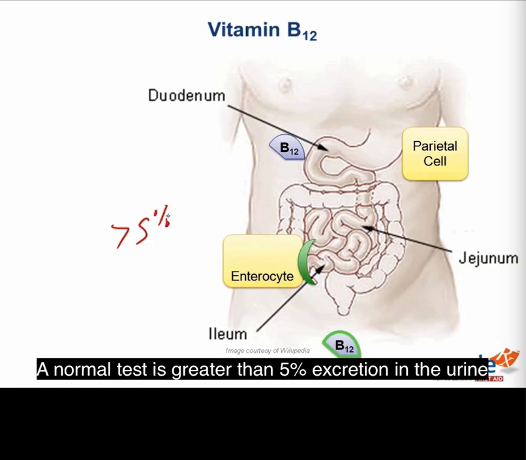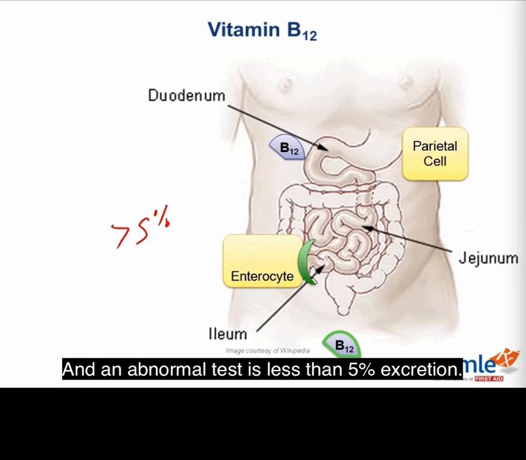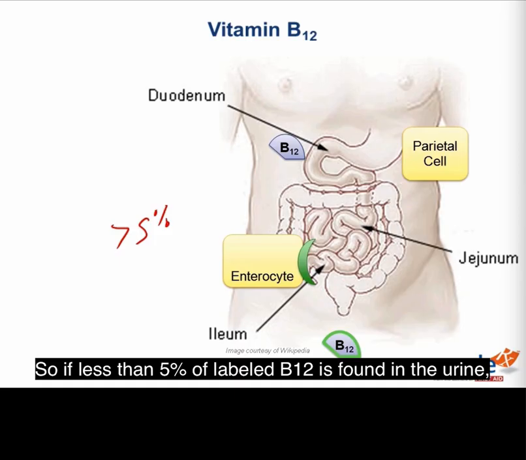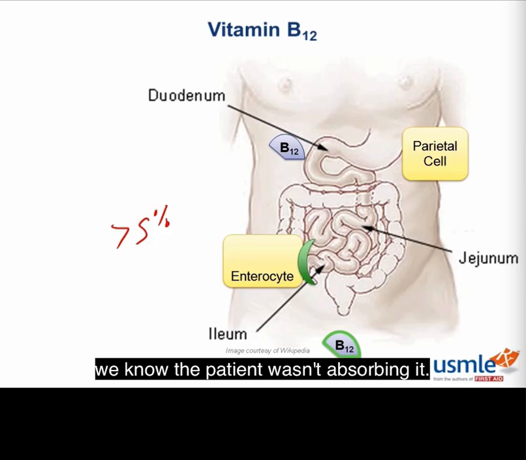A normal test is greater than 5% excretion in the urine within 24 hours, and an abnormal test is less than 5% excretion. So what could cause a test to be abnormal? Well, a normal test could indicate that the patient's B12 deficiency is due to insufficient B12 in their diet, since they're able to absorb it normally, whereas an abnormal test indicates a problem with absorption. So if you're not excreting it in your urine, that means that it went straight out the digestive tract in your feces, since you never absorbed it in the first place. So if less than 5% of labeled B12 is found in the urine, we know the patient wasn't absorbing it.